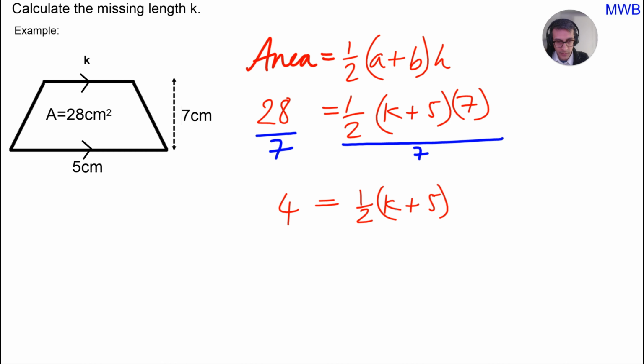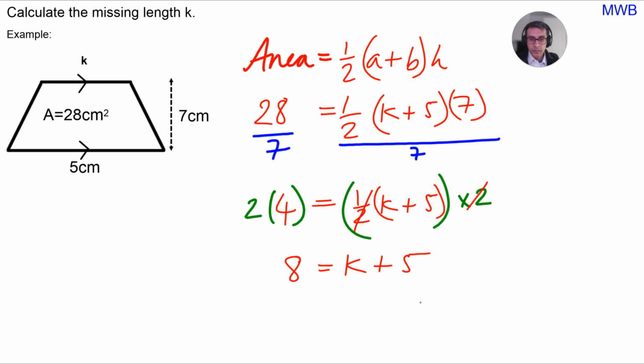Right, so now I want to find out K, so I want to get rid of the half, so I'm going to multiply all of this by 2. I'm going to multiply all of this by 2 as well. So I'm going to get 8 equals, now the half and the 2 cancel out, so K plus 5. Okay, we're going to then take away 5 from both sides, and we can then see that 3 is equal to K. And remember, K represents a length, so it's going to be 3 centimeters.